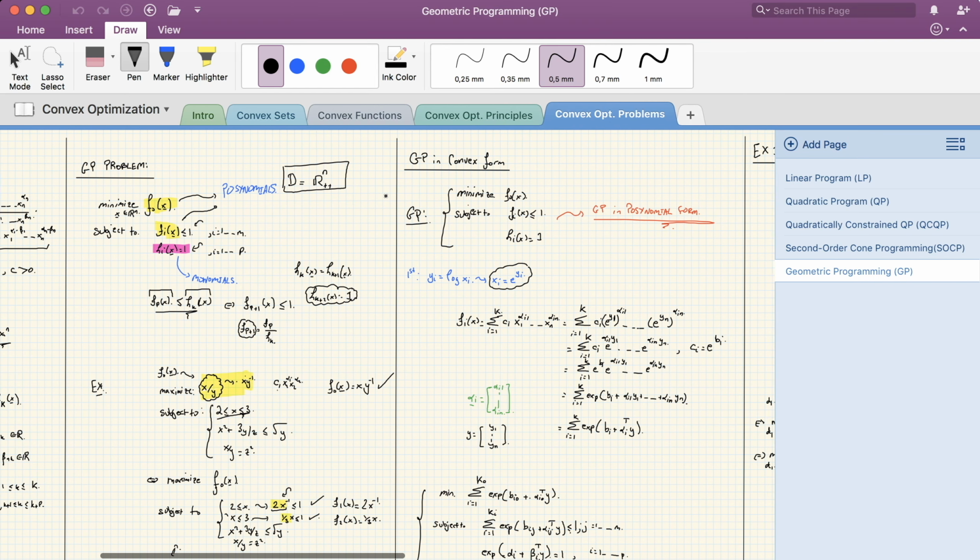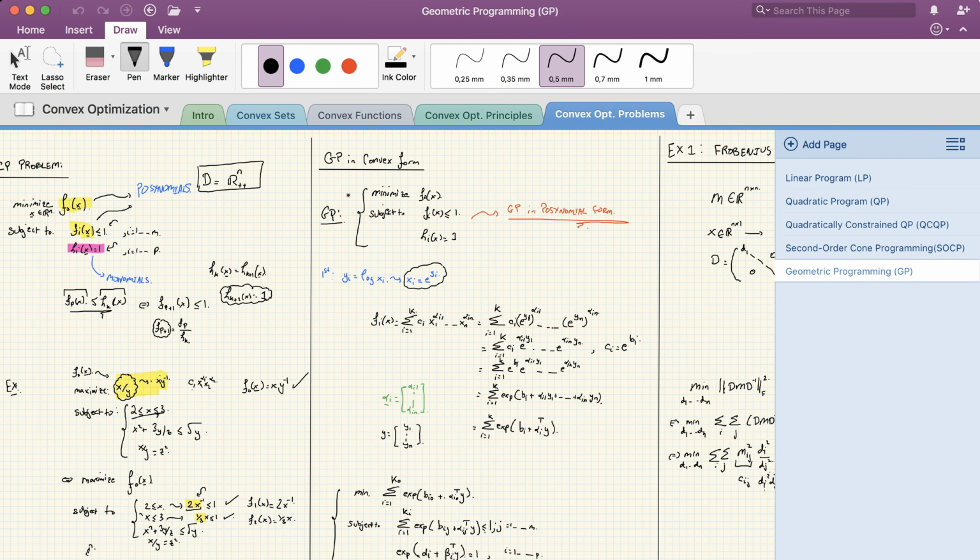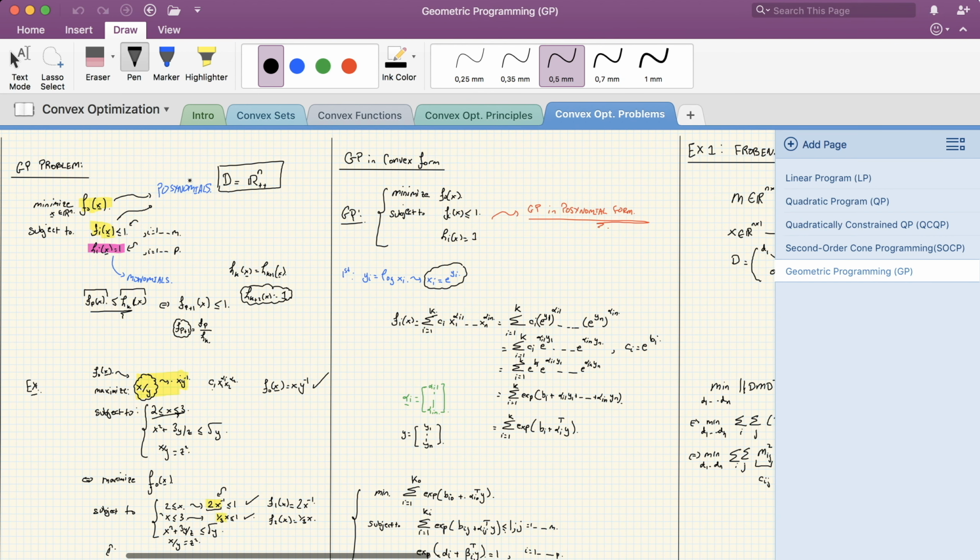Then we're going to move on to see how to convert a GP, which is in general not a convex optimization problem, to a convex optimization one. That is, we're going to see two forms of a GP problem, in polynomial form, which is not convex, and in convex form, which is clearly convex.